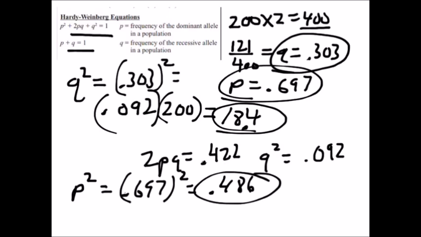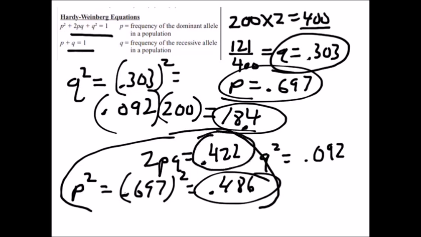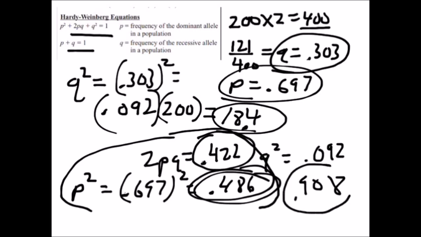Now one wrinkle they might throw at you: instead of asking for genotypic frequencies, they might ask for phenotypic frequencies. What you've got to realize is that in a problem like this, even though p squared individuals and 2pq individuals have different genotypes, since they both have a dominant allele, their phenotypes look the same. So to calculate the phenotypic frequency, you would add together 0.422 and 0.486. That would give you 0.908. Those individuals all look the same.